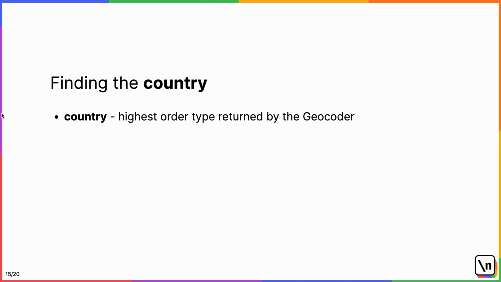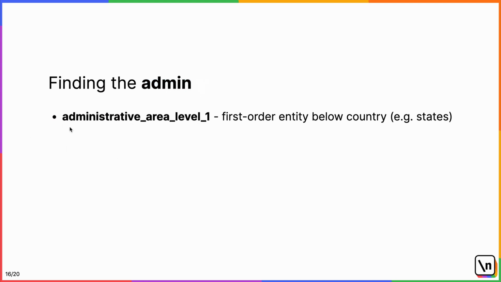Administration level 1 from the geocoder indicates the first level entity below country, and in the United States and Canada, this maps to the states and provinces of these countries respectively. So we'll simply map the administration level 1 type from the geocoder result to the admin field in our query.